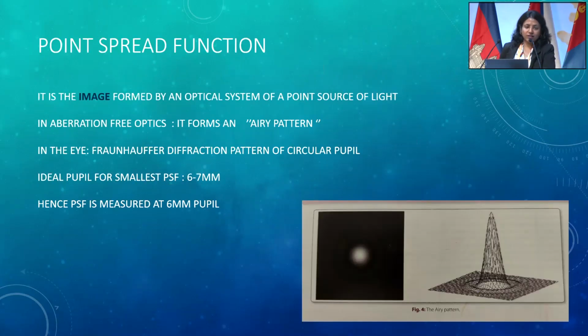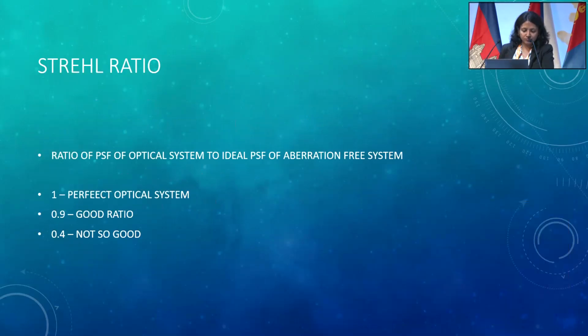Now just touching upon what is point spread function. It is the image that gets formed by the optical system of a point source of light. In aberration-free optics, it will form an Airy pattern as you can see in this diagram. But in the eye, the pupil size affects the Airy pattern, so it will form a circular image. Ideally, the point spread function is measured at 6 mm. Hence, when the pupil is at 6 mm, the point spread function is measured.